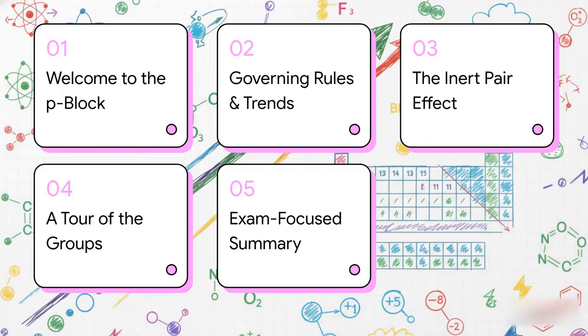So here's our roadmap for the tour. First, we'll get a feel for what makes the P block so incredibly unique. Then, we'll unpack the fundamental rules that dictate how everything behaves here. After that, we're going to investigate a really crucial exception to those rules, something that explains the weird chemistry of the heavy elements. Then we'll take a quick tour of a few key groups, get to know their personalities, and finally, we'll wrap it all up with a concise summary that's perfect for getting you ready for your exams.